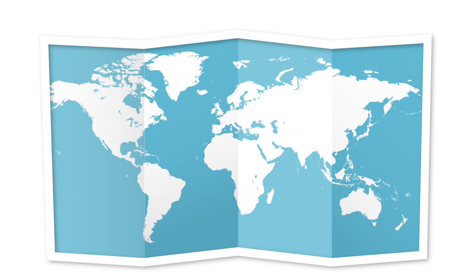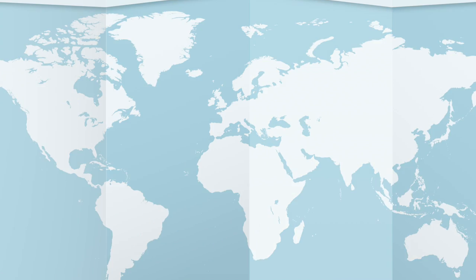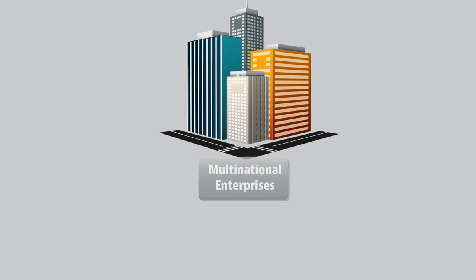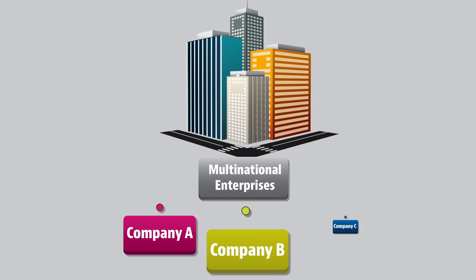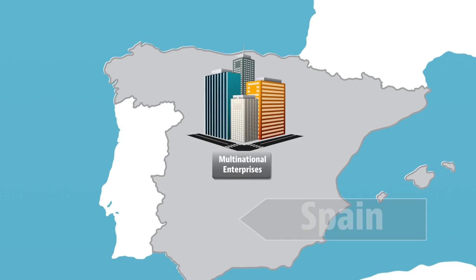The OECD G20 BEPS project calls for new country-by-country reporting requirements, which will have major impacts on transparency of multinational enterprises and their operations. For example, companies A, B, and C belong to the same group. The parent is a holding company that is tax resident in, say, Spain.